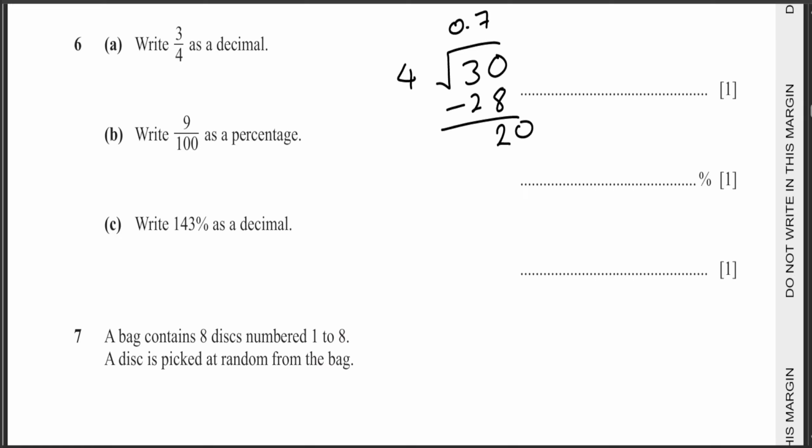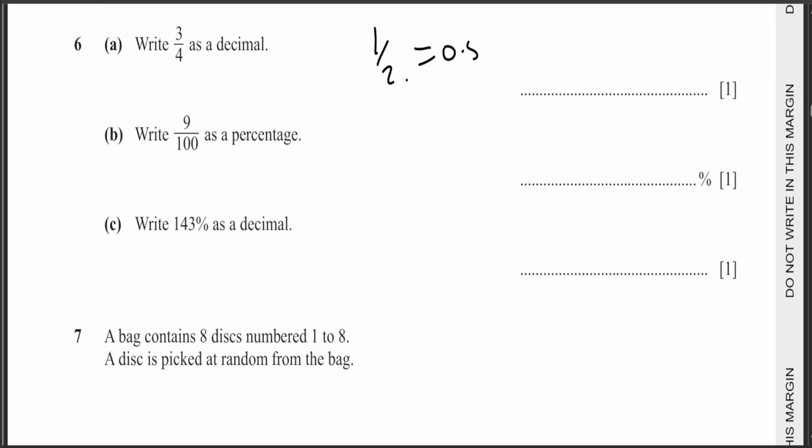Add 0, 4 goes into 20, 5 times, minus 20. But you should know all of this. You should know that a half is 0.5, 3 over 4 is 0.75, 1 over 3 is 0.33. All in all, this is how you should write it.